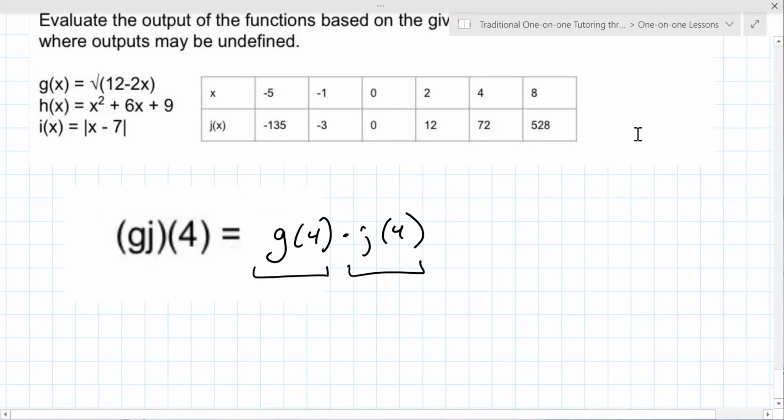I have a question. How do you know which equation to pick? g is right here. If it said h of 4, you'd be using the middle one. i of 4, you'd be using that one. It's no more complicated than that. You just have to know the letters actually mean what they mean.